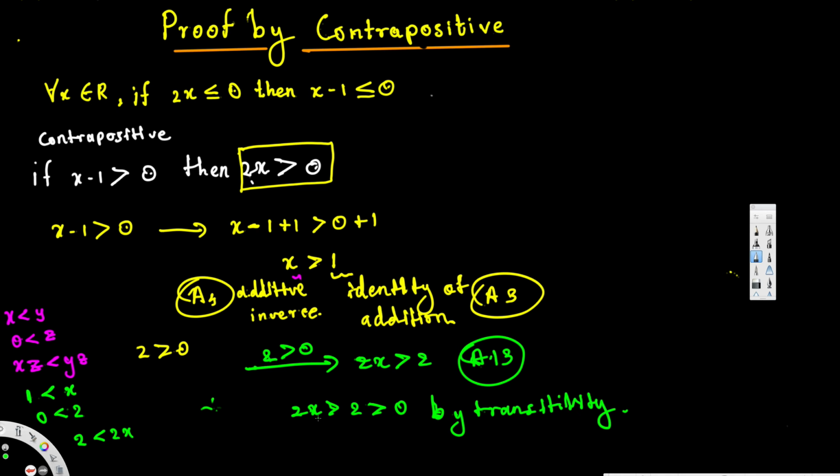That's it. From this one, if 2x is greater than 2 and 2 is greater than 0, therefore we can say 2x is greater than 0. And that's our final proof. This is what we want to prove, right? 2x is greater than 0. So we proved the contrapositive is correct. Therefore the original statement is correct. And that's how we do that.